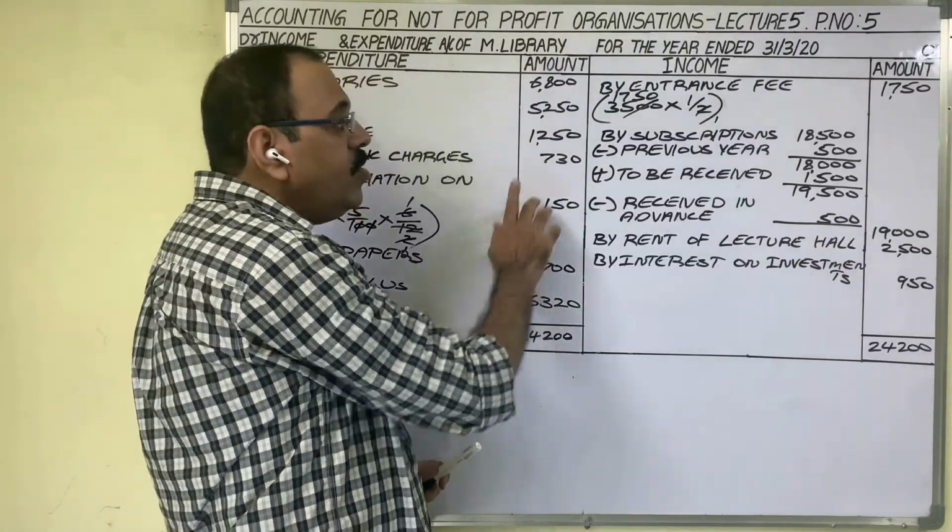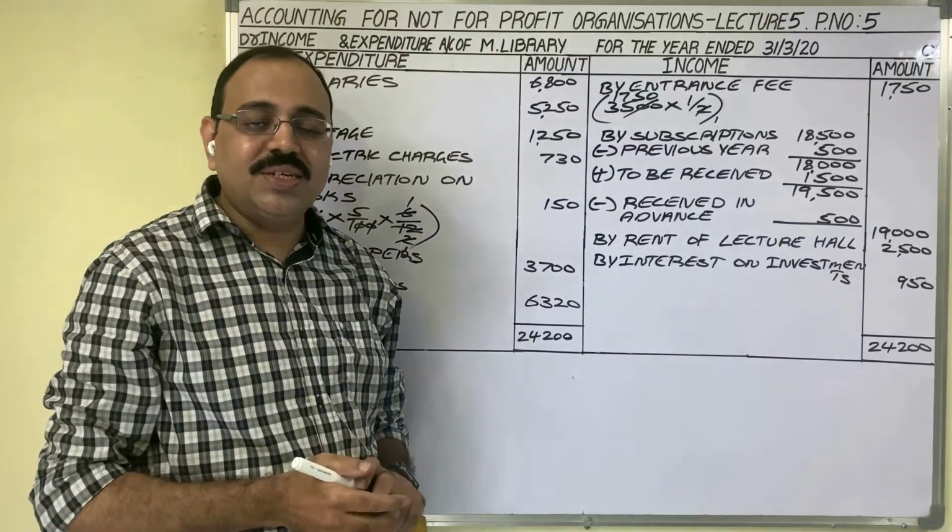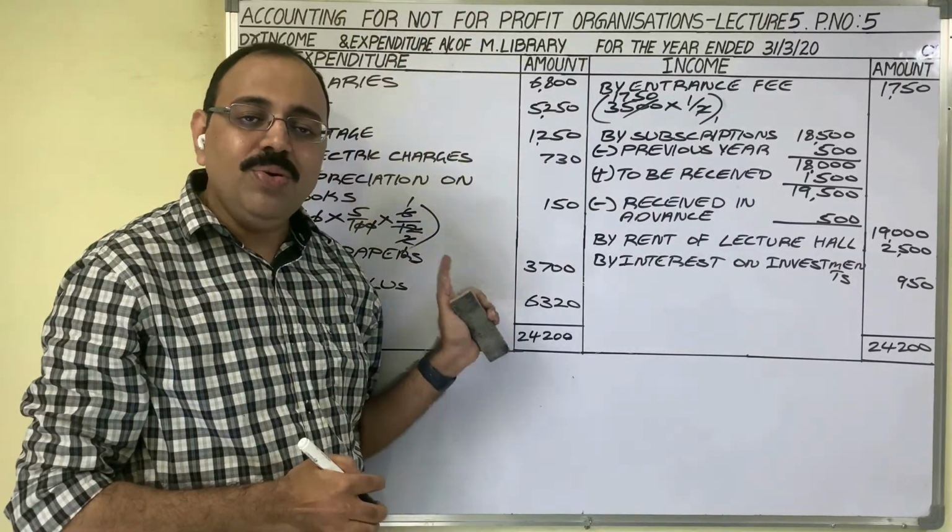So this is all about the fifth problem from accounting for not-for-profit organizations. Hope this video is helpful to you. Thank you.